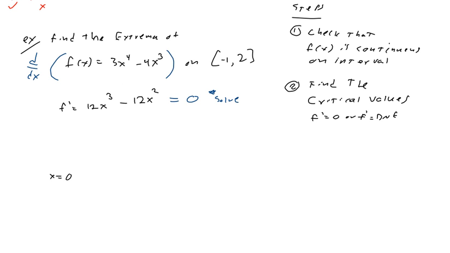How do we solve this? Do I add 12x squared to both sides? What's my process here? Well, remember it's a cubic equation. I got x cubed. I've got to factor out, exactly. I'm going to factor out the 12 and the x squared. So I'm going to factor out 12x squared, and then I'm going to get x minus 1 equals 0.